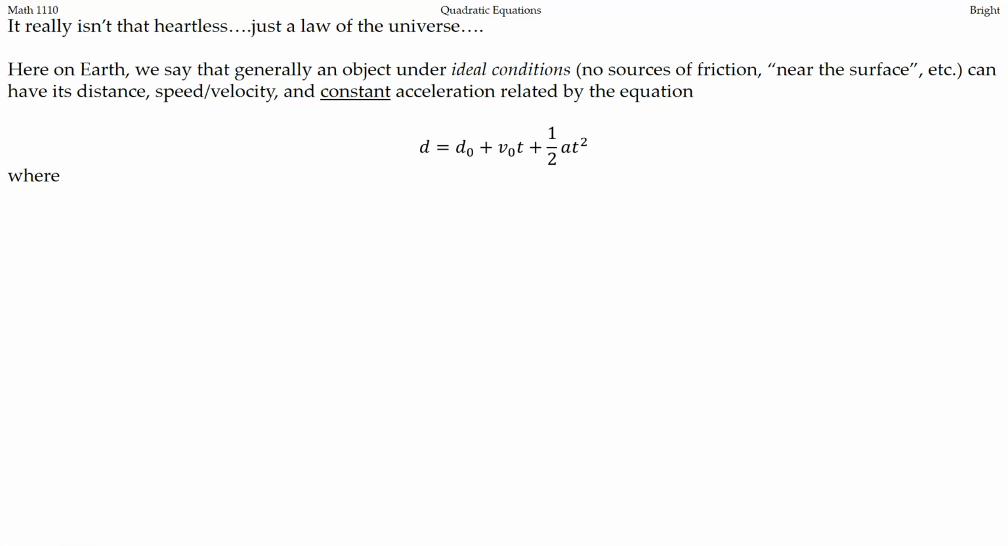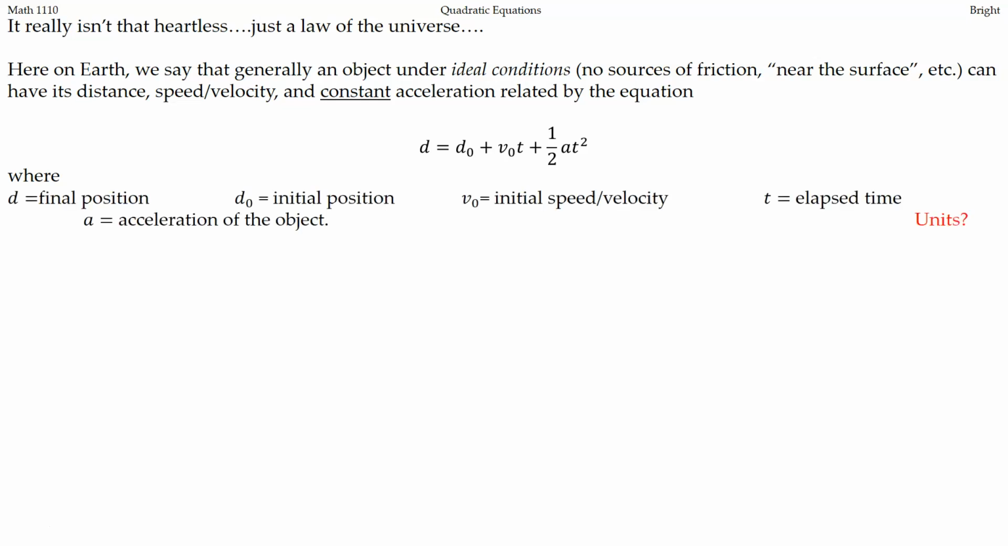Okay, so let's talk about what each of the things means. d is final position, so where it ends up. d0, or d naught, is called the initial position. v0 is called initial velocity or initial speed, depending on the context. t is time, and a is acceleration. And then just make sure to pay attention to units. If we're working in the metric system, distance is generally going to be in meters. Velocity has a unit like meters per second, so it's a distance unit divided by a time unit because it is a rate.